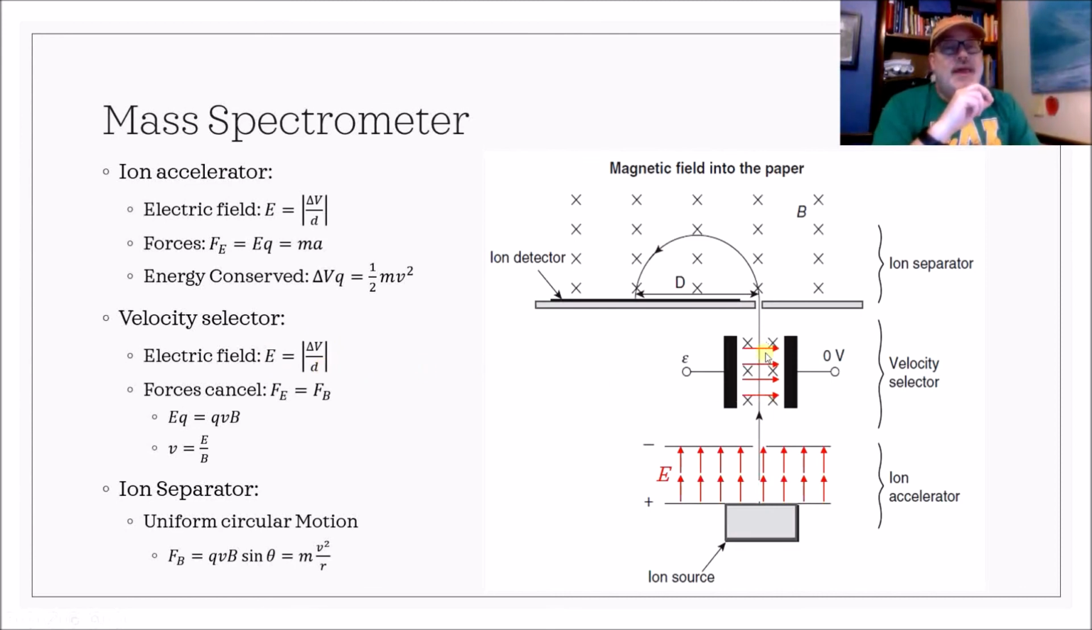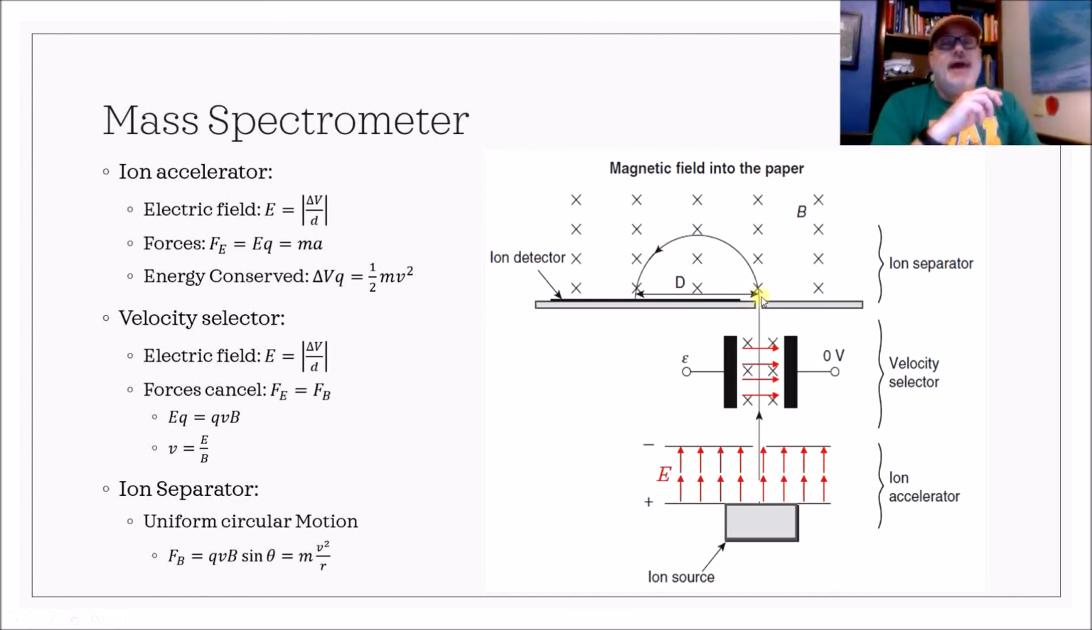And we know in this area that the electric force and the magnetic force must completely cancel out, so they must be equal. So that means the electric force equals the magnetic force, and from this the Q cancels out, which we saw in the last problem, and so the charge doesn't matter, only the velocity and the electric field and magnetic field strengths. And in the last section, the ion separator.